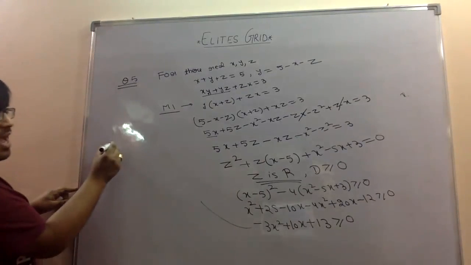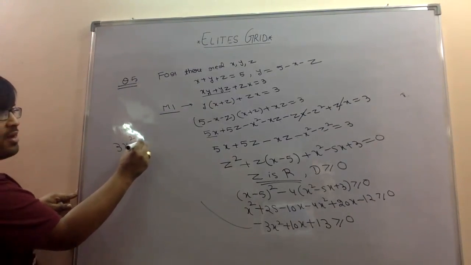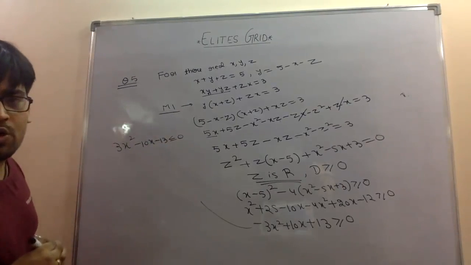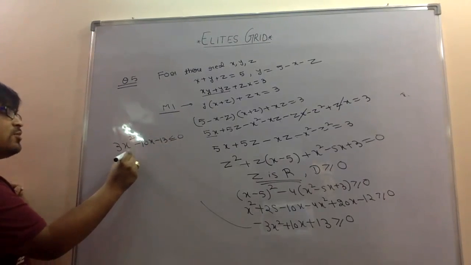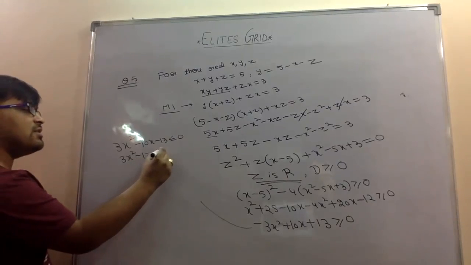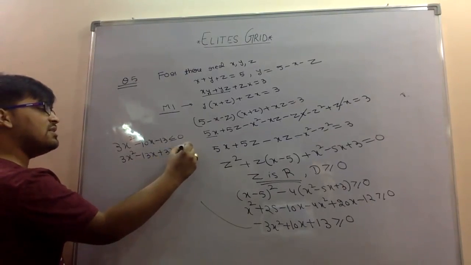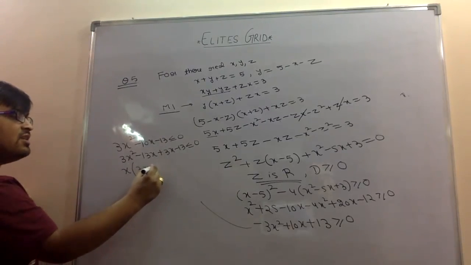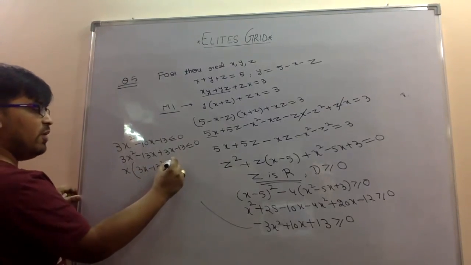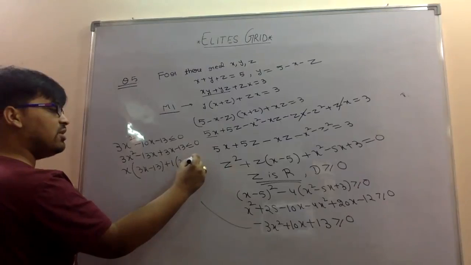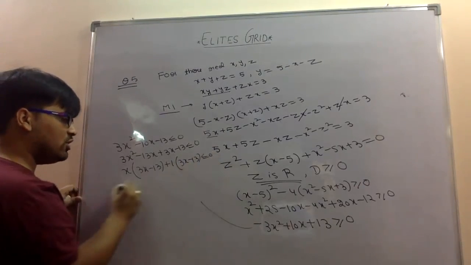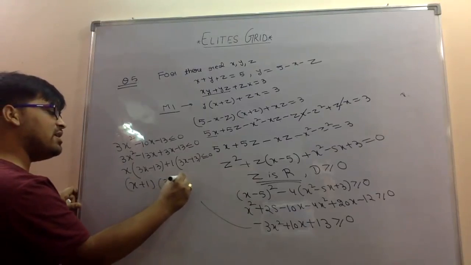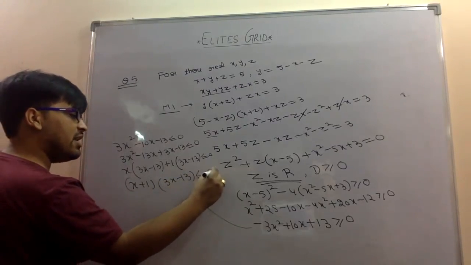If I write this equation here, that will be 3x square minus 10x minus 13 less than equal to 0. So 3x square minus 13x plus 3x minus 13 that will be less than equal to 0. If you take x common, that is 3x minus 13. If you take plus 1 common, that will be 3x minus 13 less than equal to 0. So that will be x plus 1 and 3x minus 13 less than equal to 0.